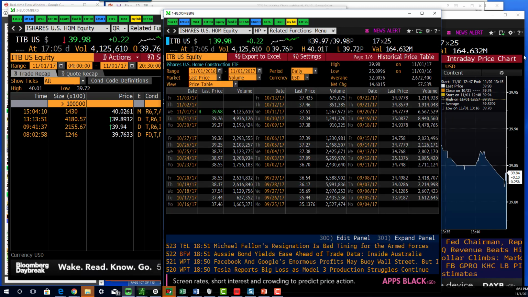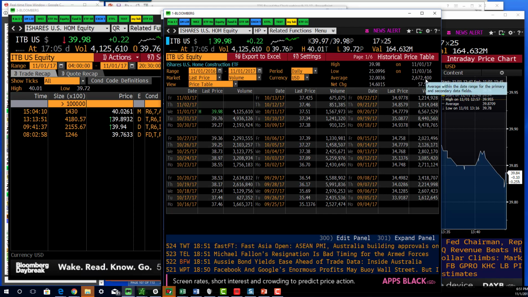2.6 million shares a day, right? The average volume is about 2.6 million shares for ITB. So you're looking at a block of 418,000 shares. 418,000 divided by the 30-day average volume, which is right around 2.7 million shares. That's about 16% of the day's volume, right?